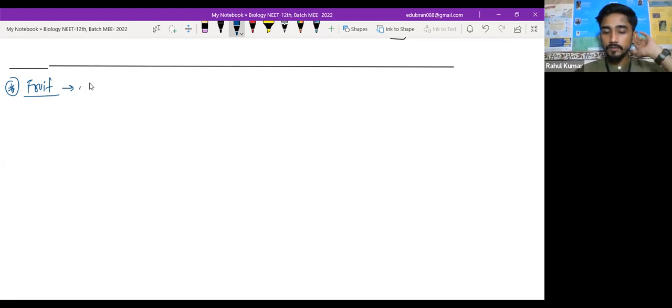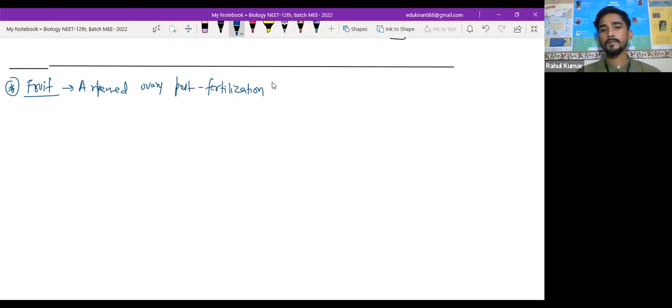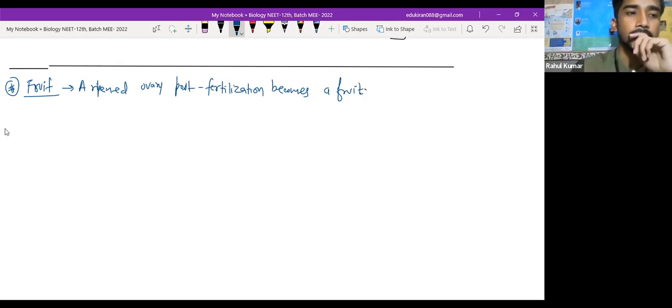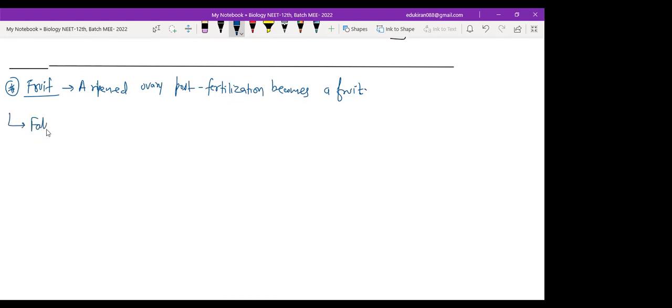So write down for fruit, a ripened ovary post fertilization becomes a fruit, and the ovule which is inside it becomes the seed. Okay, is it clear? Yes. But what is a false fruit?